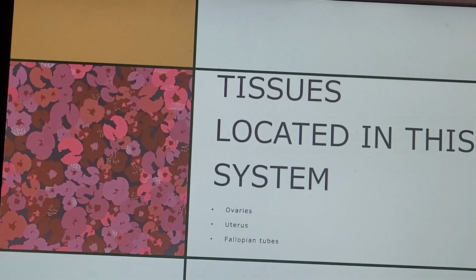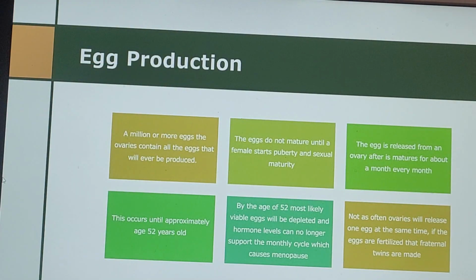Tissues located in the system. The ovaries, the uterus, and the fallopian tubes. The egg production. 1 million or more eggs in the ovaries contain all the eggs that will ever be produced. The eggs do not mature until a female starts puberty and sexual maturity. The egg is released from an ovary after it matures for about a month every month. This occurs until approximately age 52.